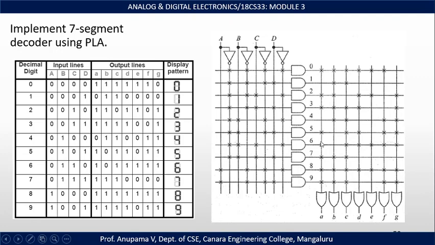3, 4, 5, 6, 7, 8, 9, and at the output lines there are 7 output lines, namely A, B, C, D, E, F and G, hence there are 7 OR gates, namely A, B, C, D, E, F, G in lower case. Now let us implement the truth table.